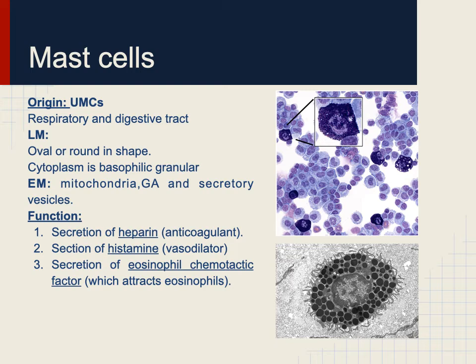The function of mast cell is secretion of histamine, which causes vasodilatation, heparin, which is an anticoagulant, and eosinophil chemotactic factor, which attracts eosinophils to the site of allergy. Details will be mentioned in the topic of the blood. These mediators are responsible for allergic reaction.